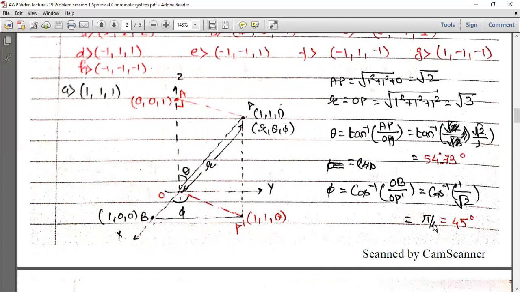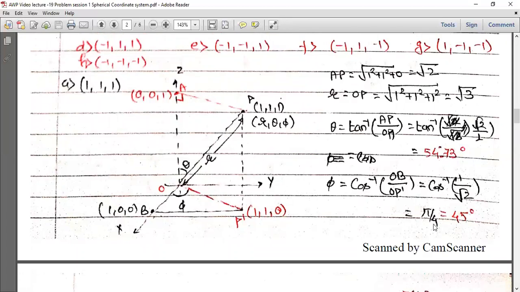So in this manner, we found the spherical coordinate system for the point 1, 1, 1. The equivalent coordinates will be root 3, comma 54.73 degree, comma 45 degree. These are the equivalent spherical coordinate system coordinates to the point having rectangular coordinates 1, 1, 1.